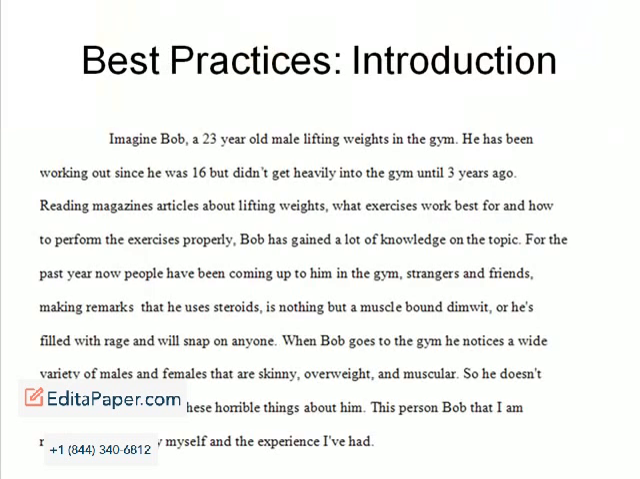These are some examples that came from real student writers from the spring of 2008 at Lansing Community College. So here's an introduction that was interesting. "Imagine Bob, a 23-year-old male lifting weights in the gym. He has been working out since he was 16, but didn't get heavily into the gym until 3 years ago. Reading magazine articles about lifting weights..." and I'm not going to read the whole thing. And then down at the bottom of the introduction, the author writes, "This person, Bob, that I am relating to is actually myself and the experience I've had." So it's kind of a little story, and then the writer reveals to us that this person is actually him.